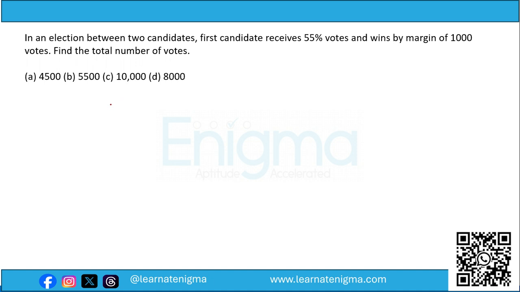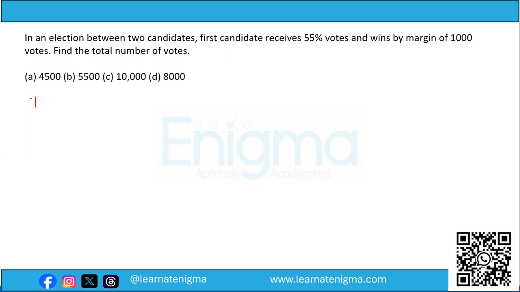Now, such kind of questions you can do by two methods. First, by assuming the total votes as 100, and the second, by assuming the total votes as x. Obviously, the answer would be the same from both the methods. So we'll check both the methods right now.